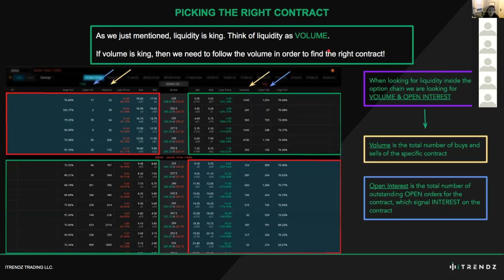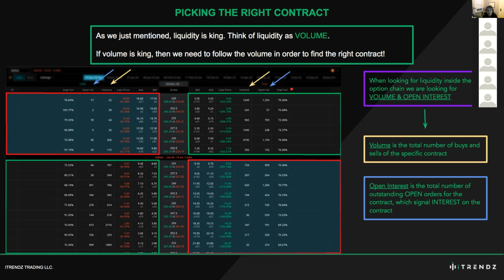So let's move forward. Picking the right contract: we have to pick the right contract when we're trading options, because picking the wrong contract is obviously not a good situation to be in. This is Webull. You saw a screenshot of it yesterday. This is what the options chain looks like on a larger view. On my options chain I have implied volatility, the IV we just went over, open interest, volume, the last price of the contract, the ask and the bid. And on the other side, you can see it's over here as well.